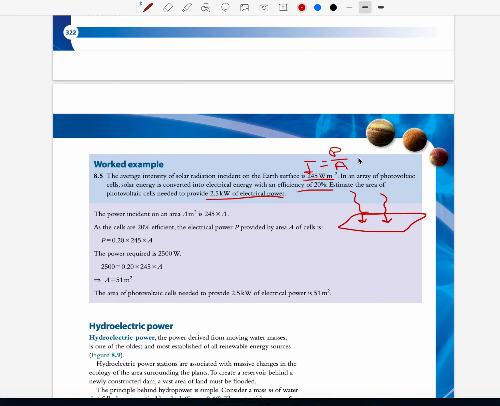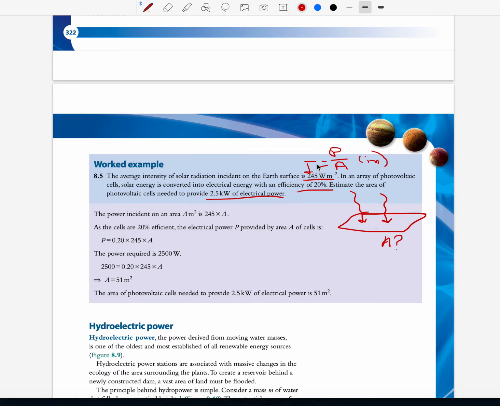So this is what comes in from the sun. And then you convert this to electricity, to output, with 20% efficiency, and you need this to be the output electrical power. So we need to find this area, how big this area should be, that I need to cover with photovoltaic cells.